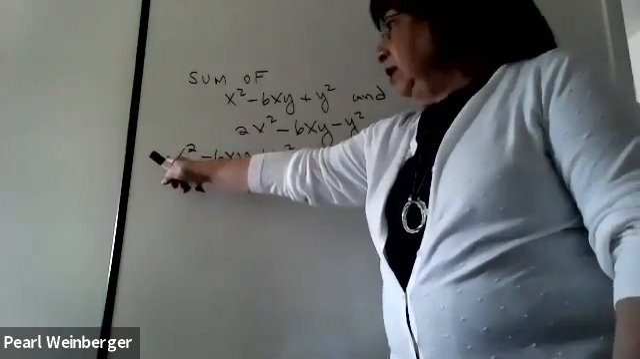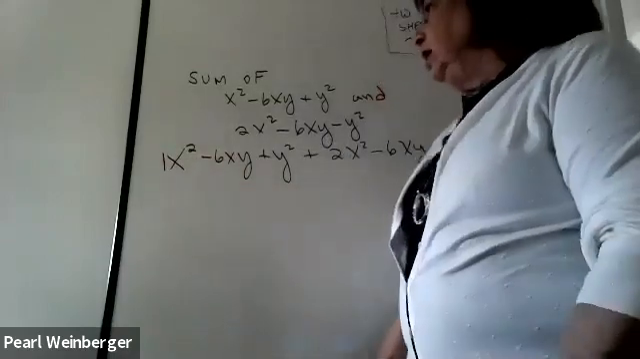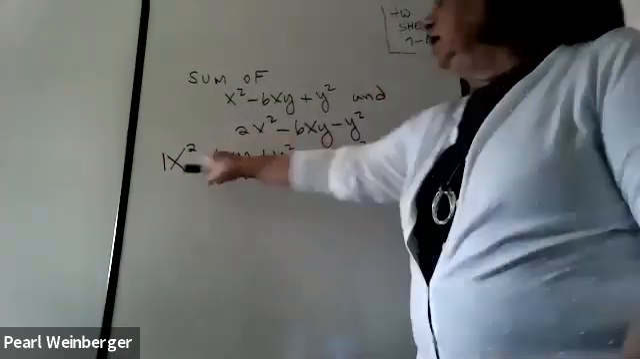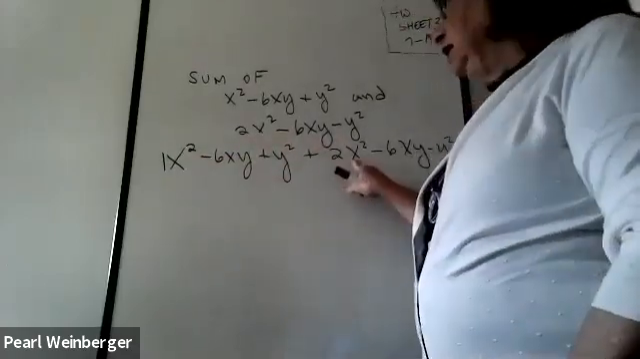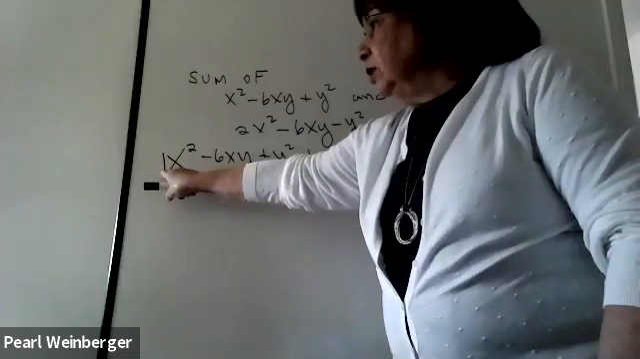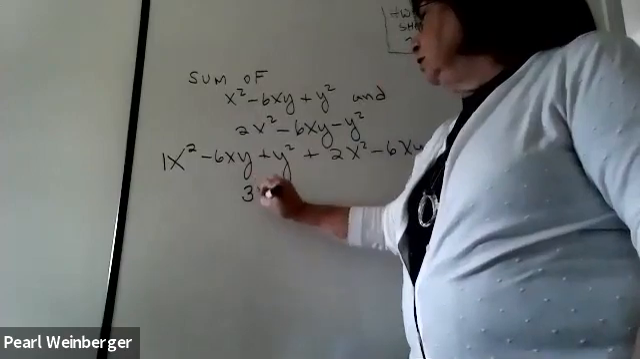So if I have an x squared, which really means a 1x squared, it's understood to be a 1x squared, and a 2x squared, those are like terms because their letter parts are identical. So I combine them by adding the numbers, the coefficients in front. 1 and 2 gives me 3, so this becomes 3x squared.